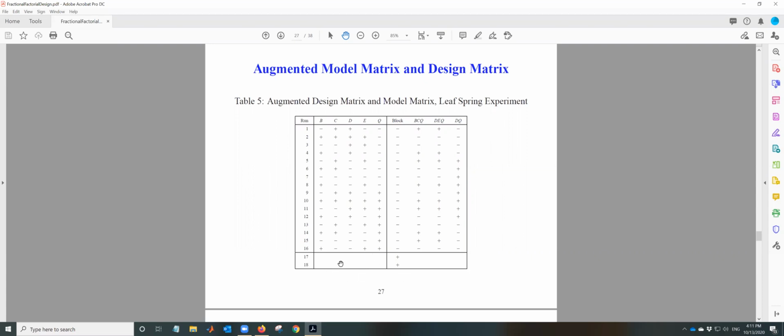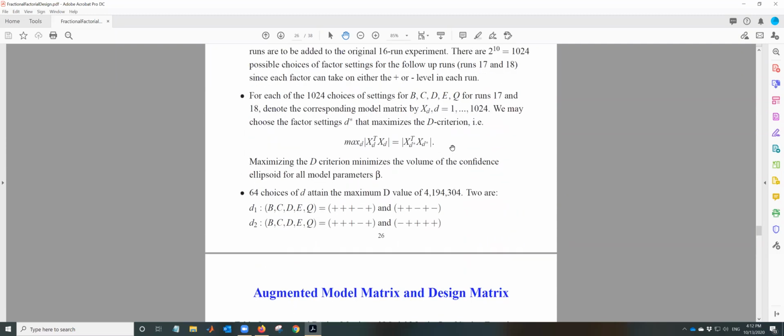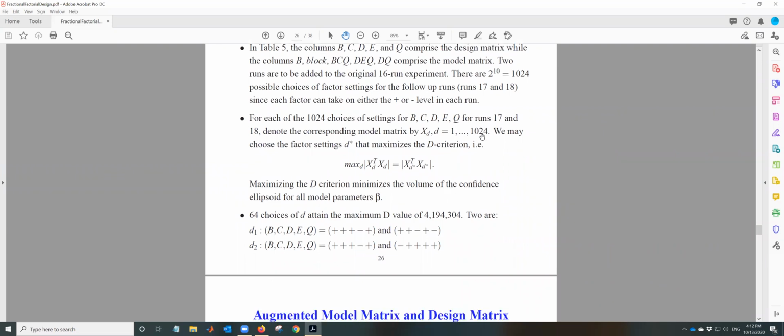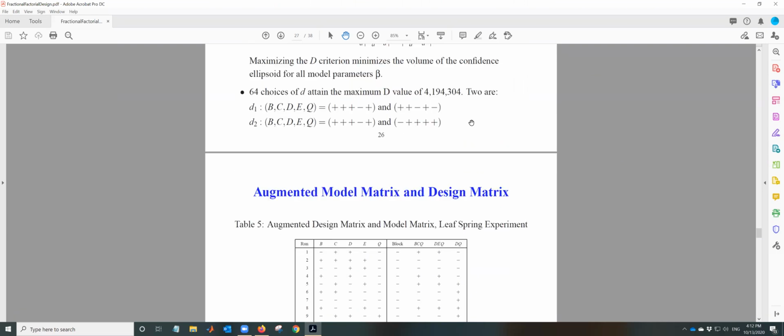Now, if you define those plus minus signs over here, then the plus minus sign is automatically defined over here, because BCQ equals BCQ multiplied together, and the block has already been defined. And we want to choose the signs here so that, as you see here, we have about 2 power 10 possible choices of factor settings for follow-up runs, run 17 and 18.